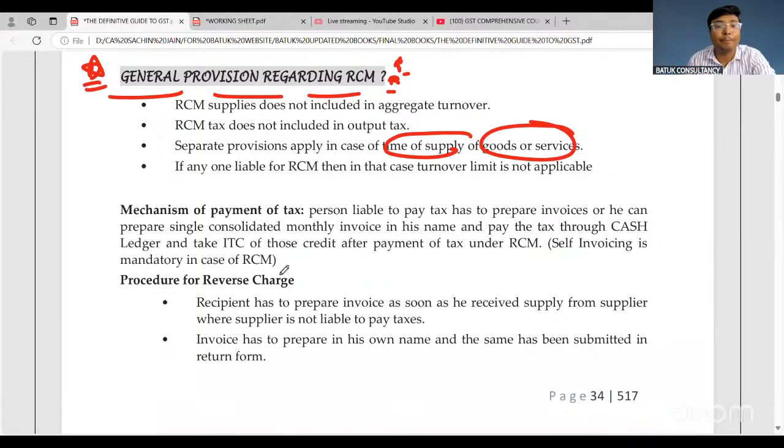If anyone is liable for reverse charge mechanism, then in that case the turnover limit is not applicable. If the goods which you are buying or the services which you are receiving are covered in section 9 subsection 3, then whatever your turnover is, you have to take the GST registration and pay under the reverse charge mechanism. That is what the journal points related to reverse charge mechanism are.